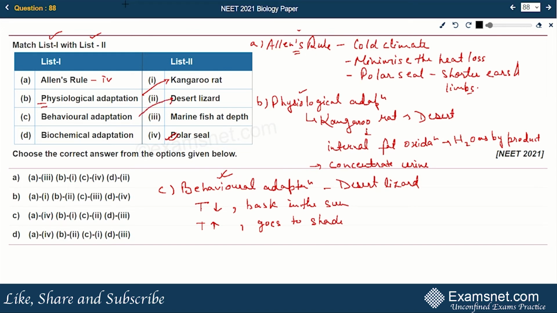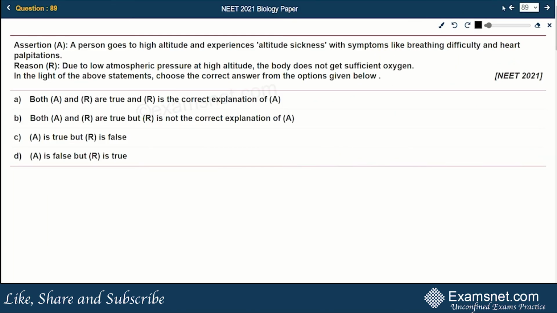And the last one is biochemical adaptation. The match for this is marine fish at depth. Marine fishes live at very deep parts of the oceans or seas, so the pressure is very high. Now in order to cope with that pressure, they use biochemical adaptation. So out of the given options, which will be the correct fit for this? It will be option C. Therefore, this will be the answer.